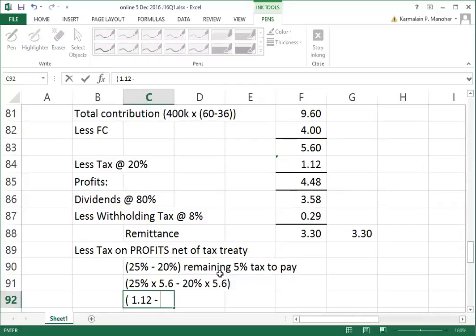Oh, what's going on there? 0.2 times 5.6, 1.12, 0.25 times 5.6. Oh, for process 4.48. No, hold on. That's net profits after tax. This is profit after tax. So it's a 5.6 we're looking at.